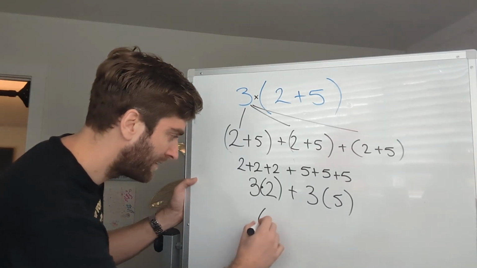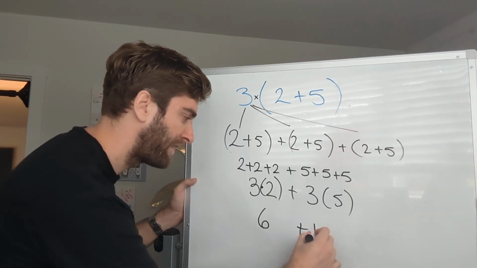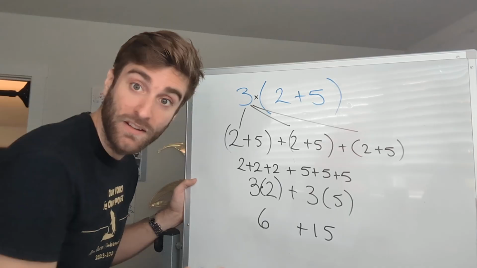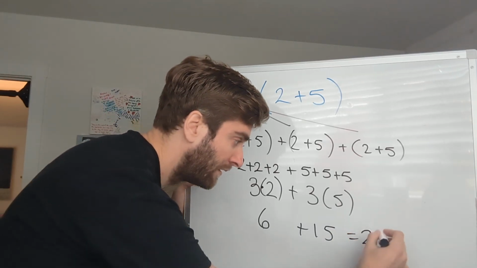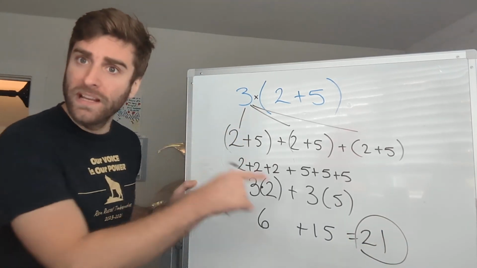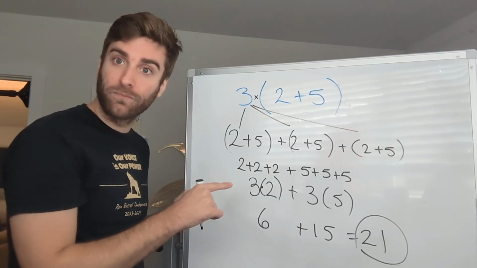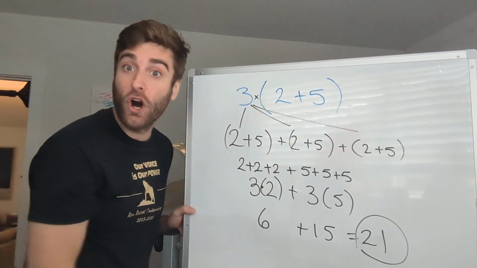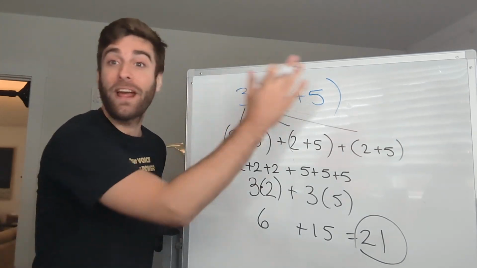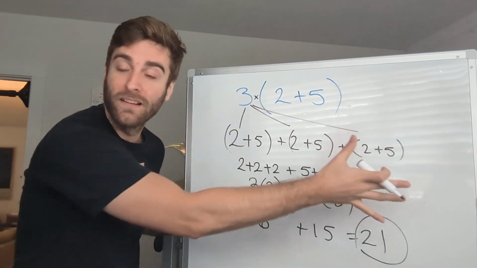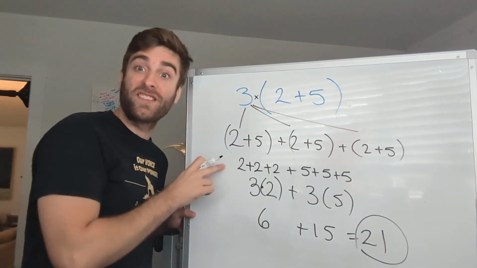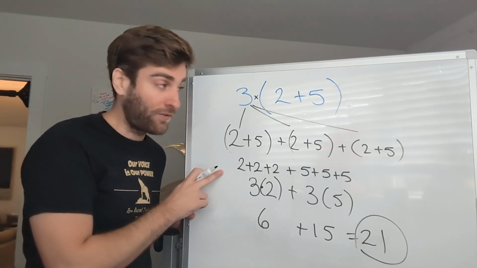Huh. Well, what's 3 times 2? That's 6. 3 times 5 is 15. 6 plus 15 is 21. We got 21 when we did it the original way as well. So there you go. This is a long-winded way. You don't have to do this every time, right? I'm just showing you that this is what's happening behind the scenes.